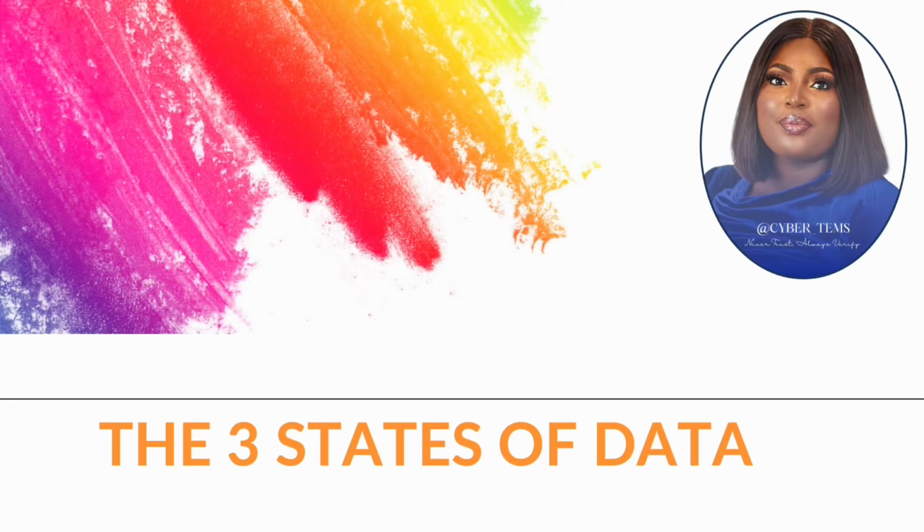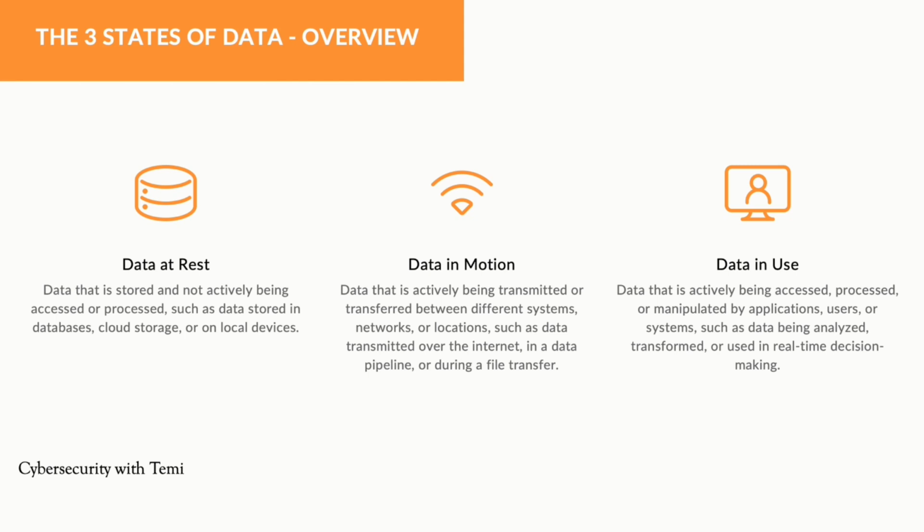Okay, people, let's talk about the three states of data: data at rest, data in motion, and data in use. Data at rest is any information that is stored somewhere and is not currently moving. For example, this could be files saved on your computer's hard drive or photos you have backed up to your Google Drive or Dropbox. So this data isn't being used, it's just safely stored somewhere to be retrieved when you need it.